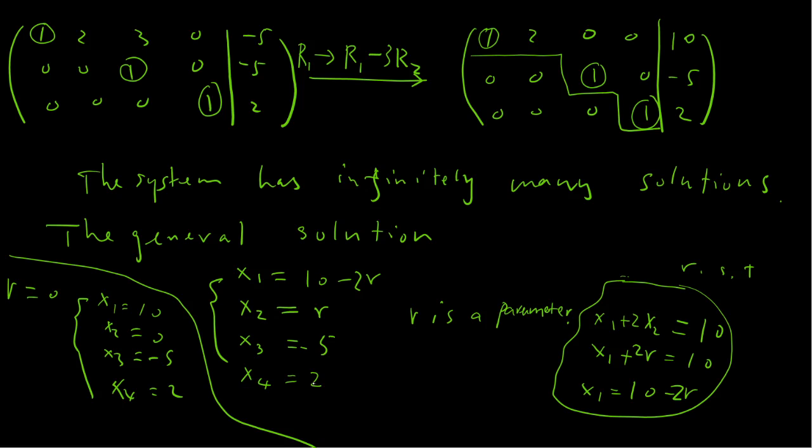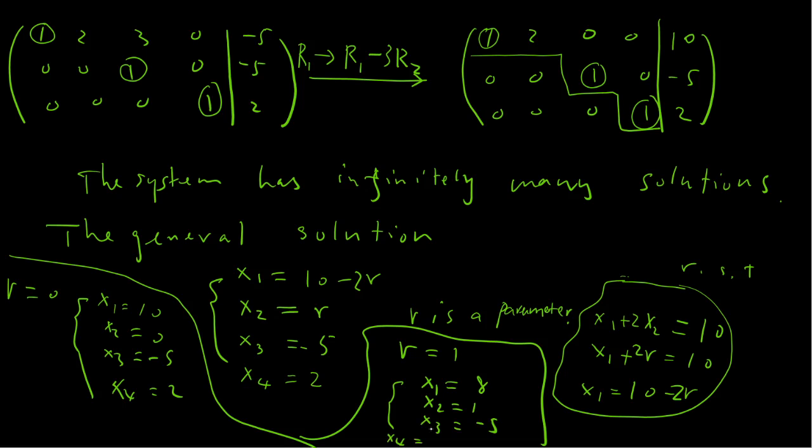Now let's get another particular solution. If I take r value of 1, we can have another particular solution. The particular solution determined by the parameter r value of 1 is x equals, anybody want to tell me this number? 10 minus 2 times 1, I believe is 8, right? And that's x1. And x2 you have 1, x2 is r. For x3 and x4 you have no other choices. x3 equals -5, and x4 you have 2, right? That's another solution.